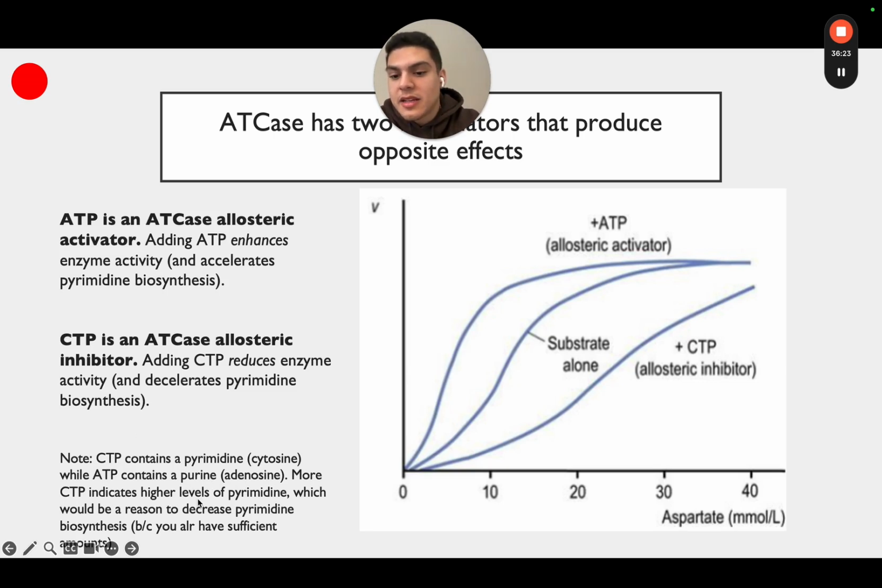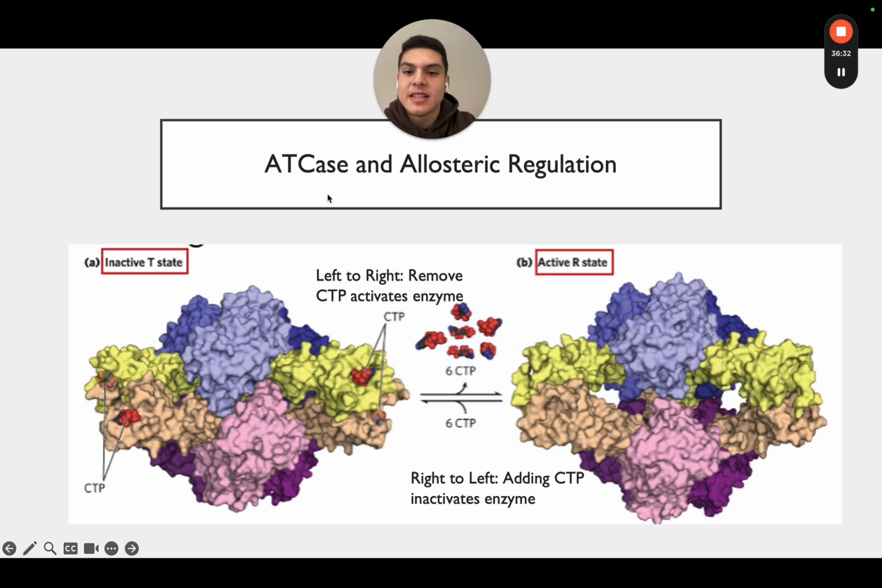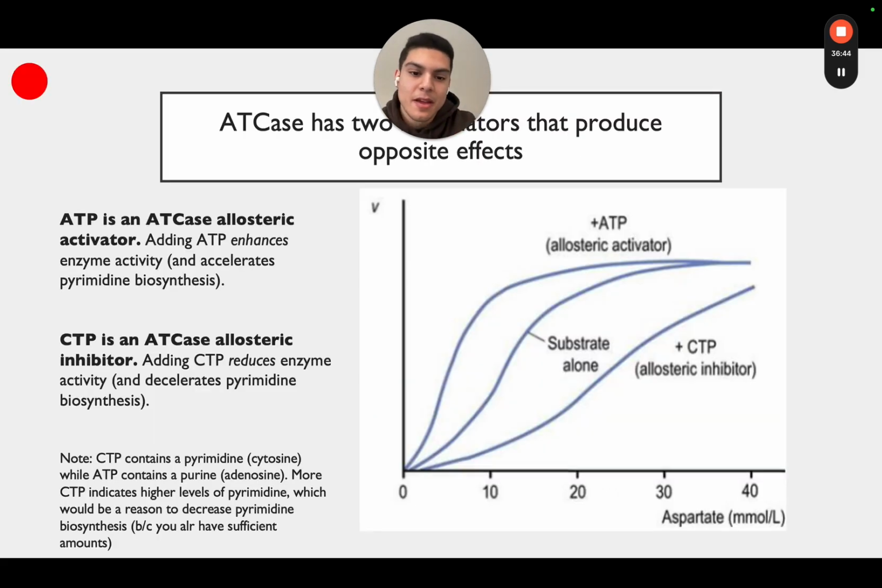More CTP indicates higher levels of pyrimidine, and here's another side note. That would be the reason to decrease pyrimidine biosynthesis, right? If ATCase is what creates our nucleobases, and I think I'm starting to remember this now, if that is creating your nucleobases, then if we have too much CTP, it's going to act as an inhibitor, because we don't need any more. We can control it. We can have homeostasis. We don't need to produce more of it. So that's what the second part is trying to hint at.